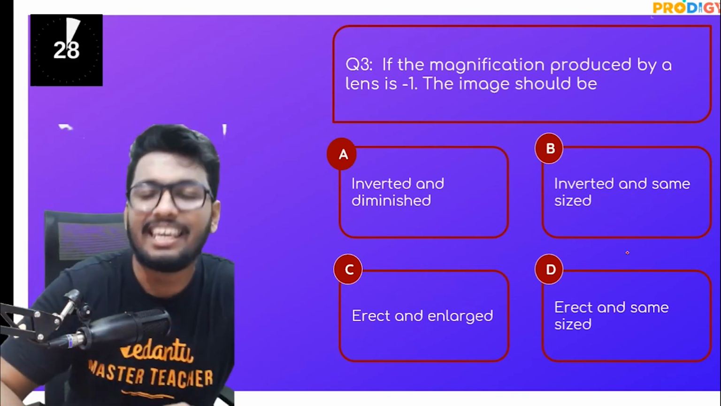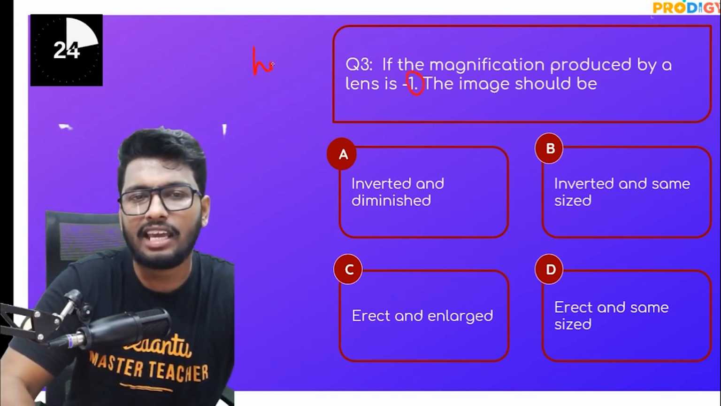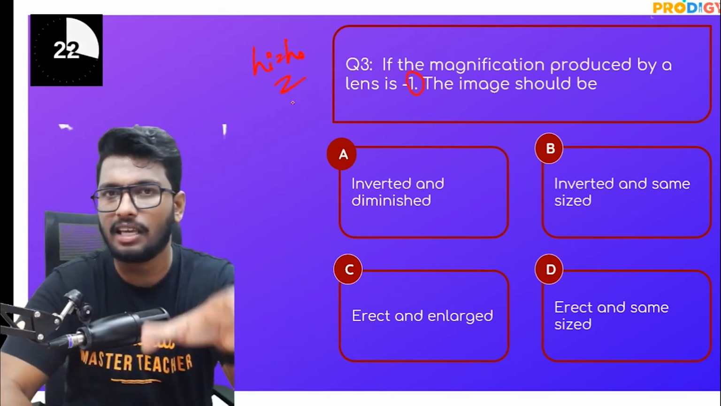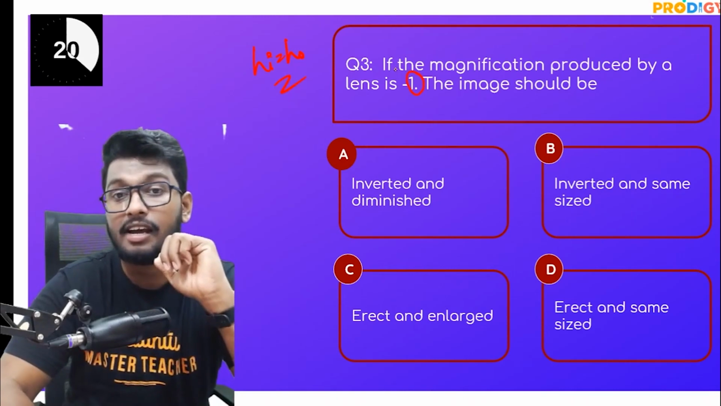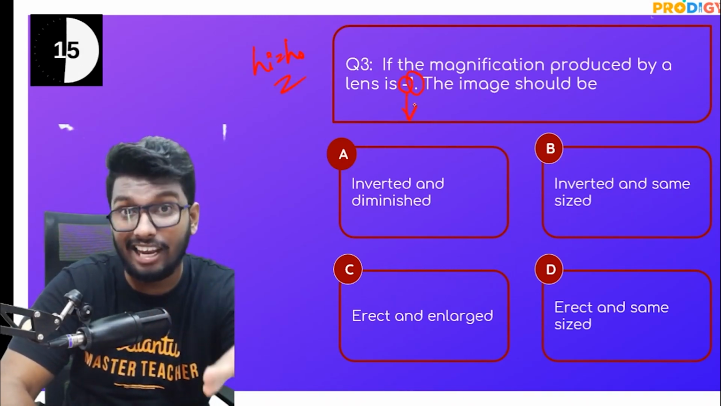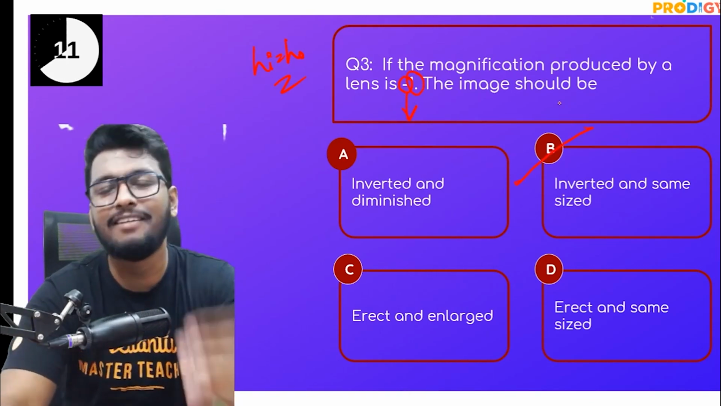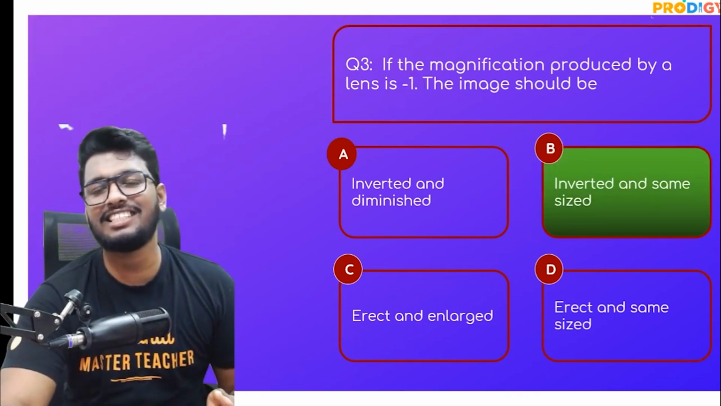But anyways, here's the thing, guys. This one represents that the height of the image and the height of the object is exactly the same. So it should be the same size. This minus sign indicates that the image is inverted in nature. So what is the right answer? Option number B. It should be inverted and it should be of the same size.